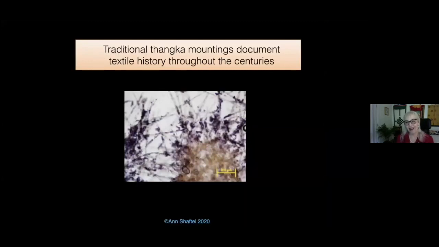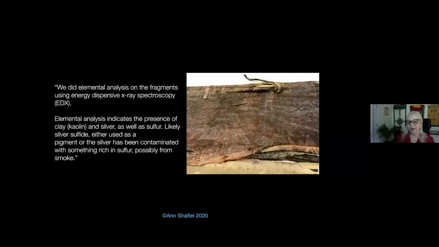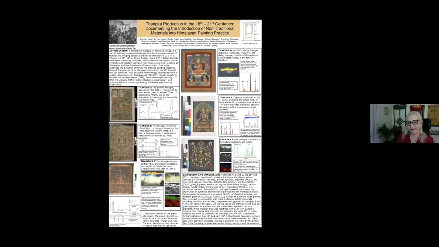I have conservation scientists who are very generous in sharing their toys, and we do a lot of research on Thangka textiles and paintings. I'll be glad to share this with you later if you ask.